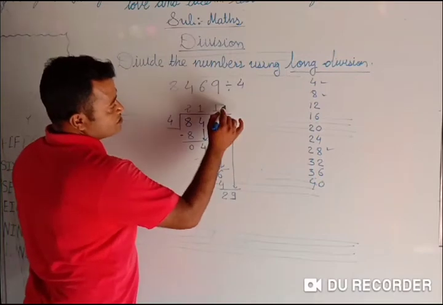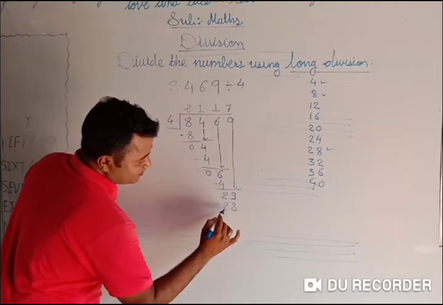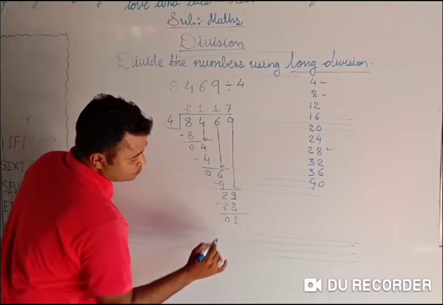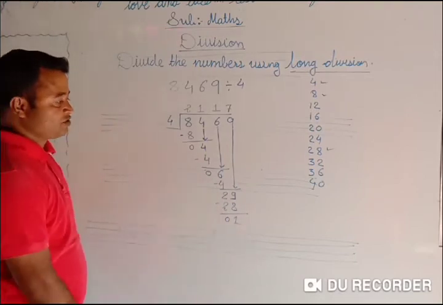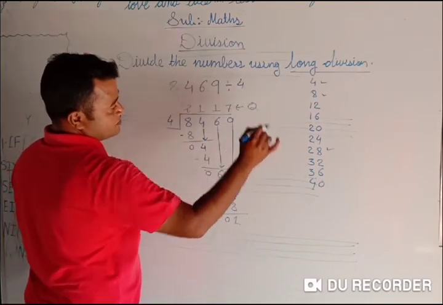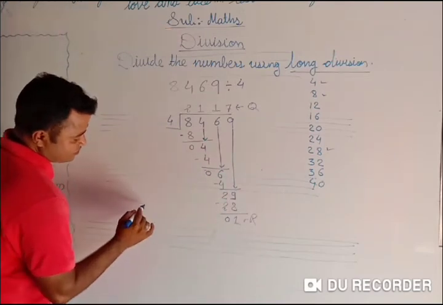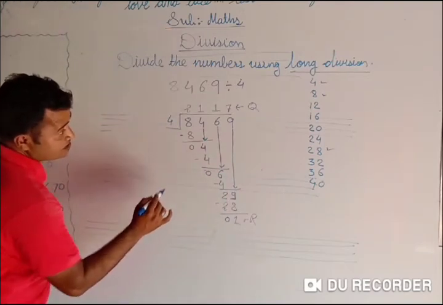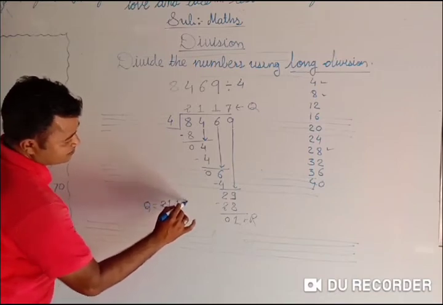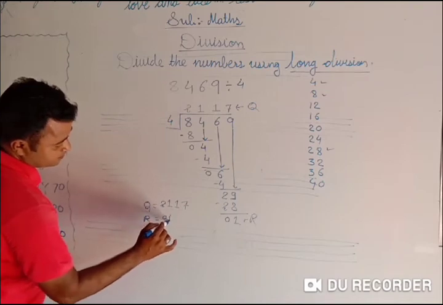So 4 sevens are 28. So 9 minus 8 is 1. 2 minus 2 is 0. Now here I have to keep it in mind. My quotient is this, and this is the remainder, which I have to write. Quotient is equal to 2117, and remainder is equal to 1.